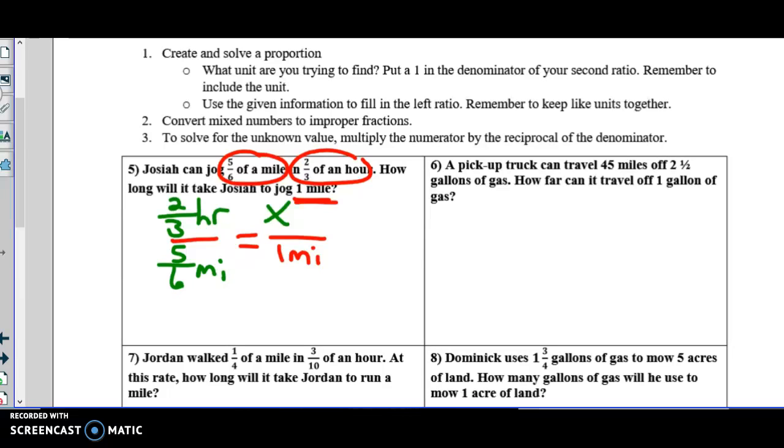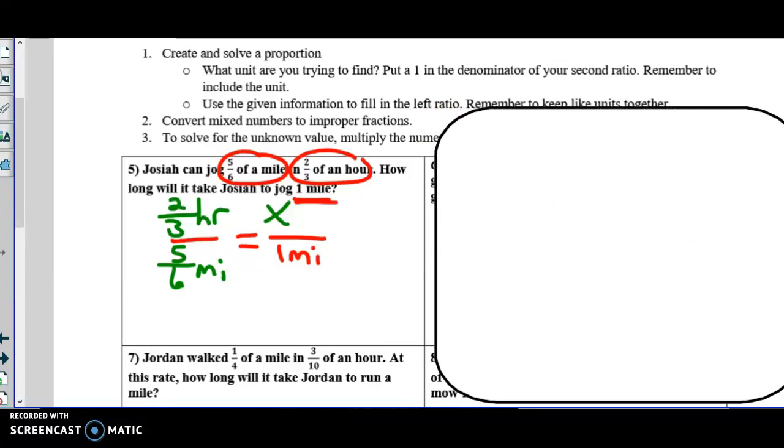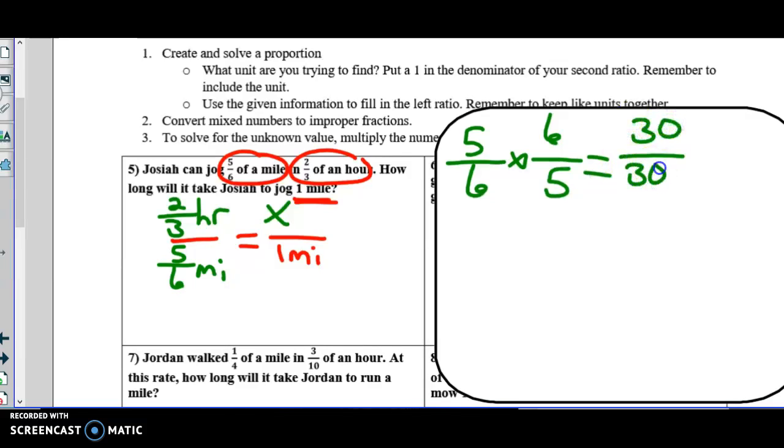It says to convert mixed numbers to improper fractions. I don't have to do that. To solve for the unknown value, multiply the numerator by the reciprocal of the denominator. And so the reason that works, let's take a look at this. Whenever I multiply a number by the reciprocal, it equals 1. So 5/6 times 6/5. 5 times 6 is 30. 6 times 5 is 30. And when I simplify, that equals 1.